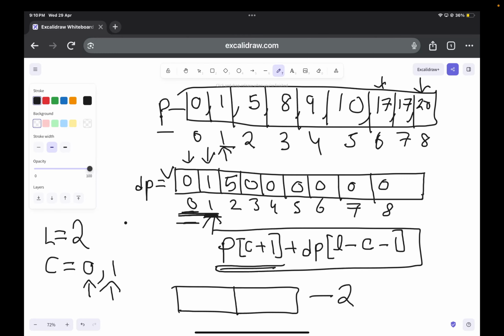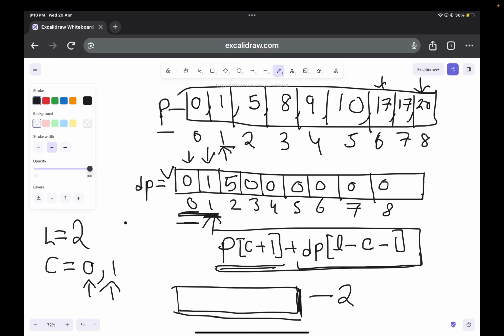Now you are cutting 2 and 0. So you are not cutting here anymore. You are cutting it directly here. So 2 is this and the remaining is 0. So you check for price 2. What is price 2? Price 2 is 5. So 5 plus, if you cut 2, what is remaining?